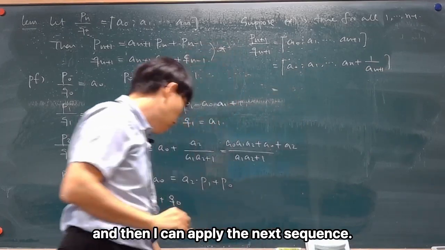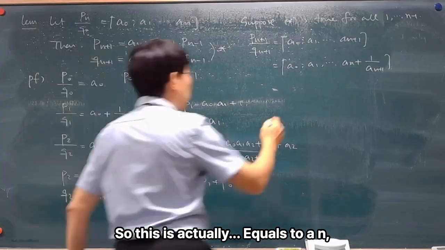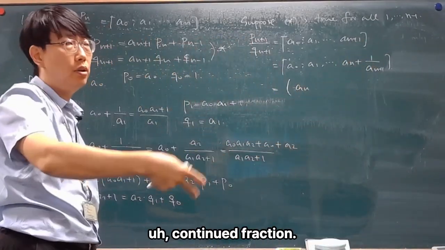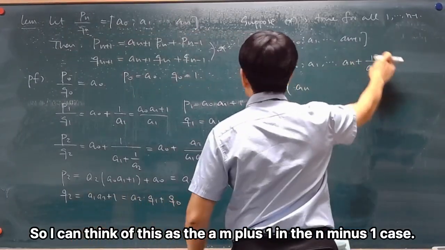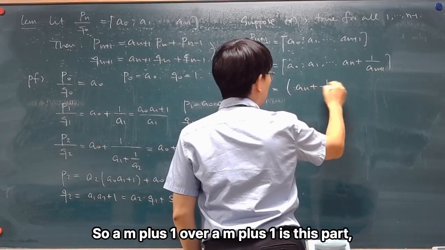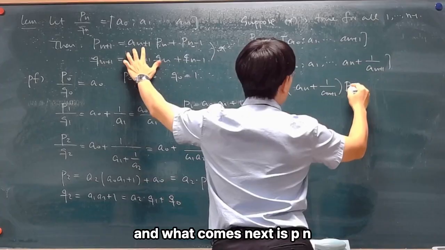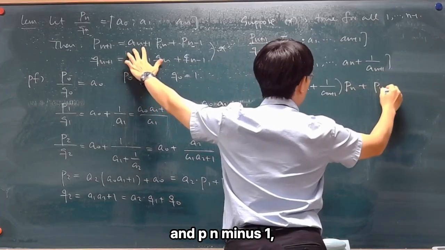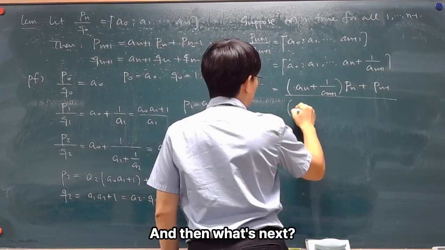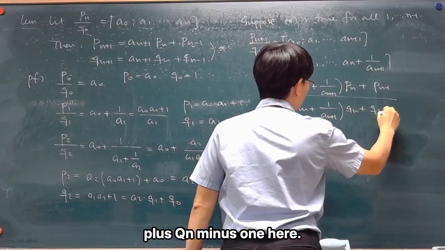And then I can apply the next sequence. So this is actually equal to an. So this is the last sequence in my convergent continued fraction. So I can think of this as the an plus 1 in the n minus 1 case. So an plus 1 over an plus 1 is this part. And what comes next is Pn and Pn minus 1. And that's the Pn plus 1 here. And then what's next? An plus 1, an plus 1, and Qn plus Qn minus 1 here.